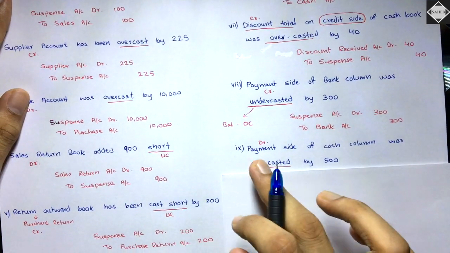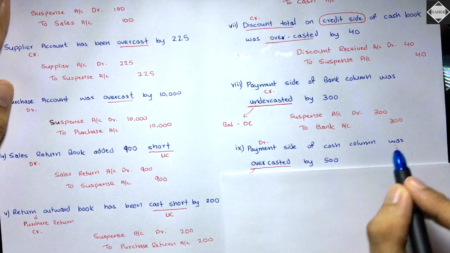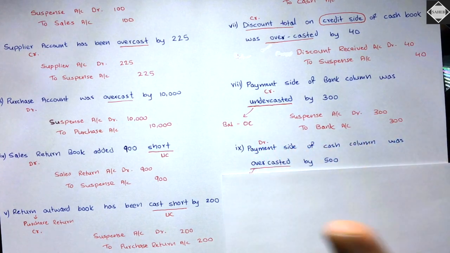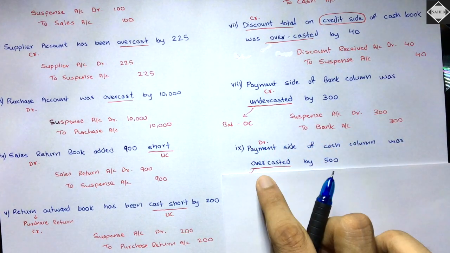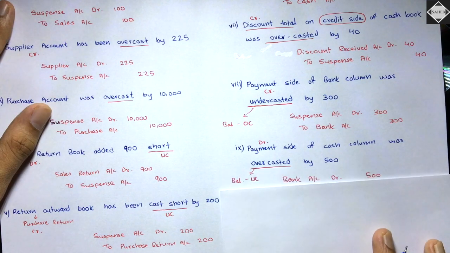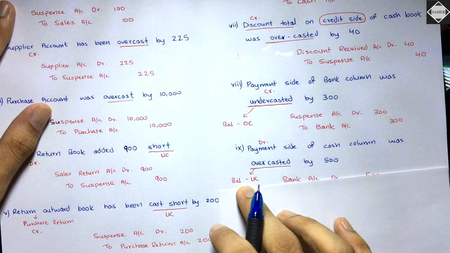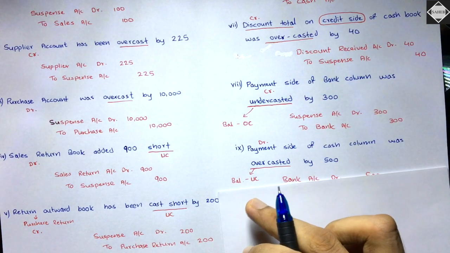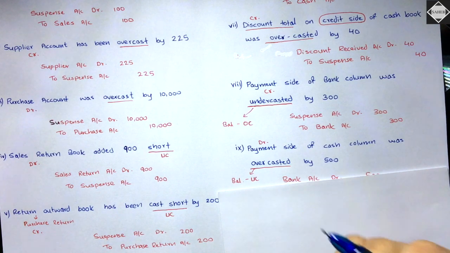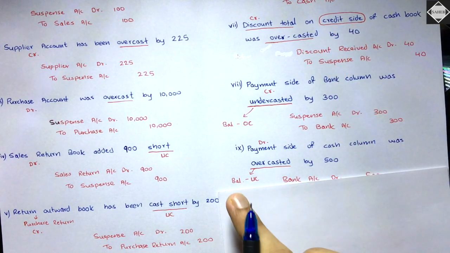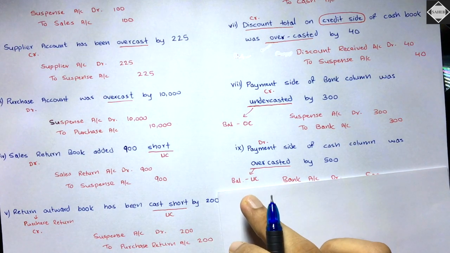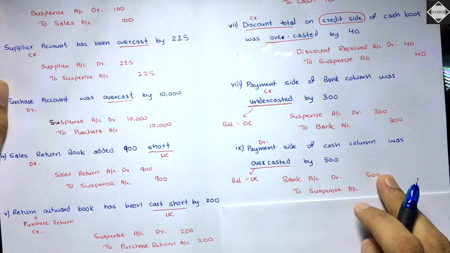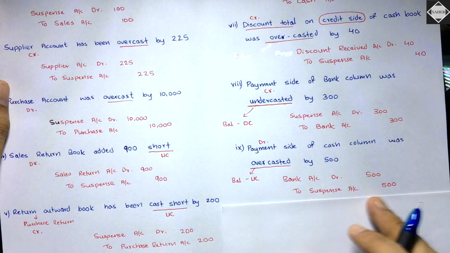See here. Payment side of cash column was overcasted by 500. Payment side and balance are negatively related. Payment side is overcasted, then balance column is undercasted. So if balance is undercasted, what is the rectification to undercasting? You have to increase, record more. So how will you increase that? You have to debit the bank account. Bank account debit 500, complete the handicap to suspense account 500.